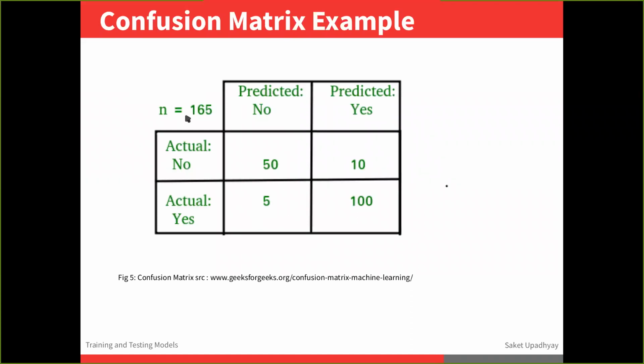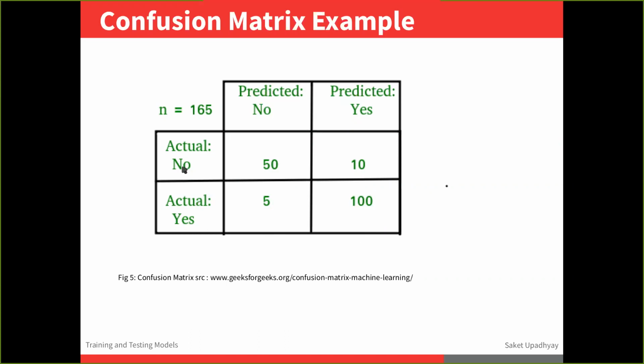Suppose we have 165 elements, and we try to predict them. Our predicted values are no and yes. If we give our machine learning model something, it will tell us yes or no. First of all, it predicted 55 of them as no, and it predicted 110 of them as yes.